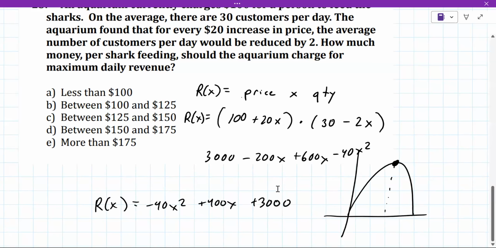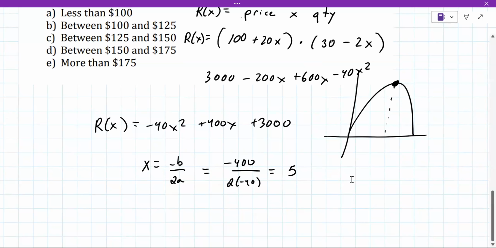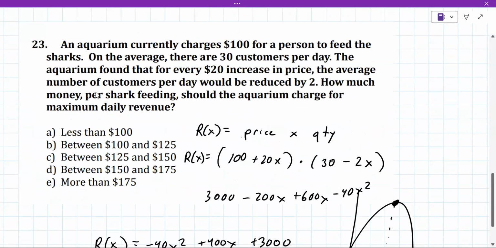Okay, so from here to find the vertex, you're going to use x equals minus b over 2a. That's minus 400 over 2 times negative 40. I believe that will equal 5. So 5 is the x value. We don't need the y value, although in another problem it could ask you for the y value. It could ask you what the maximum revenue is.